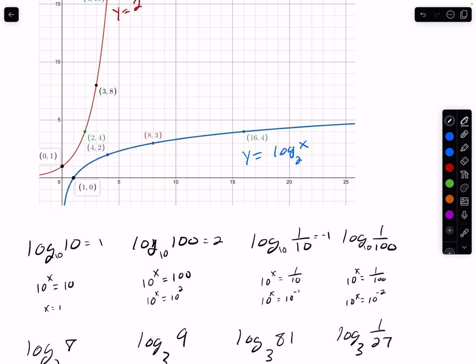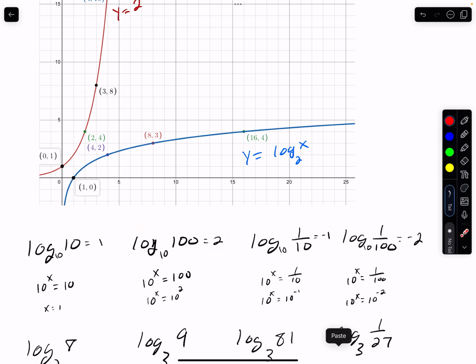If I just rewrite that equation or expression right there, I know that this answer is going to be negative 2. You can see our answers are exponents. 10 to the what power is 100? Well, it's the second power.